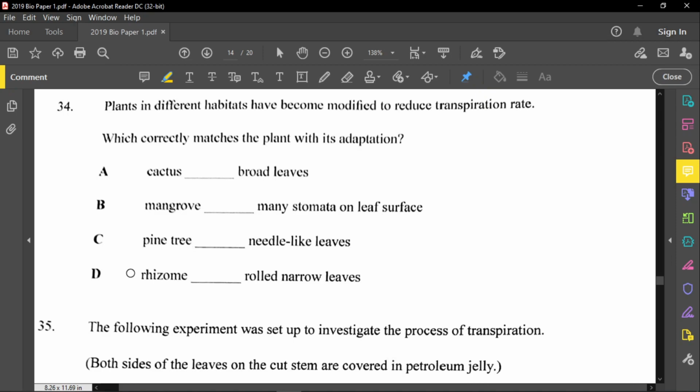So C looks good. Let's see what D is saying. Right, rhizome, rolled narrow leaves. Okay, not true, but yeah, this one is the best adaptation right here. All right, excellent. Now 35.